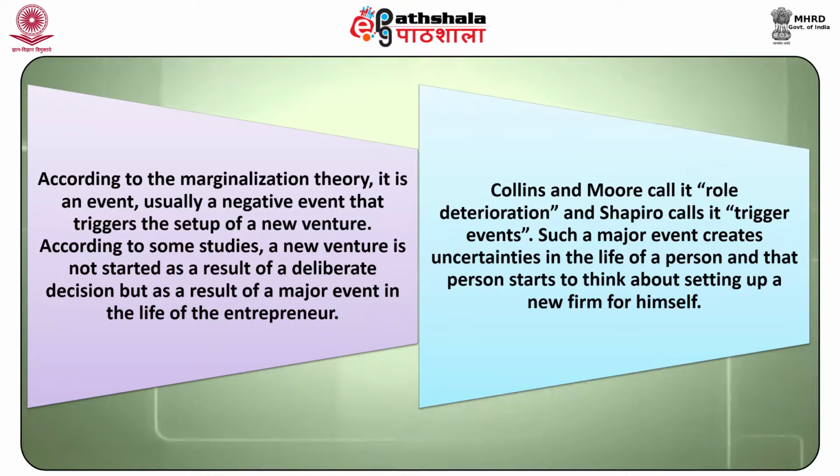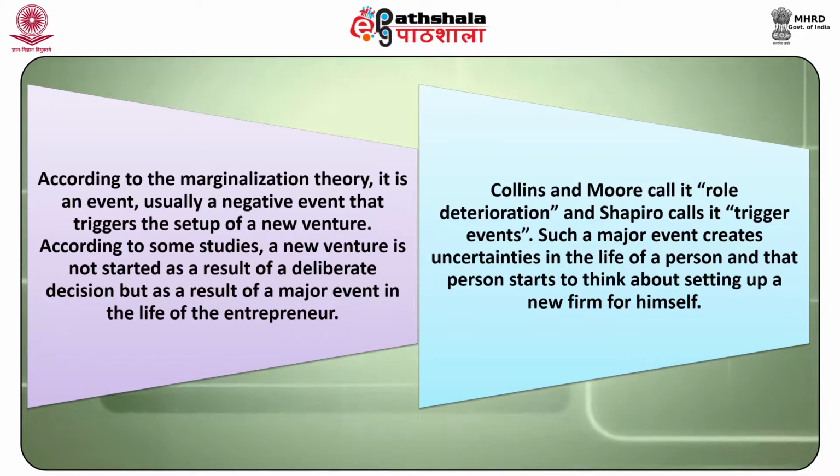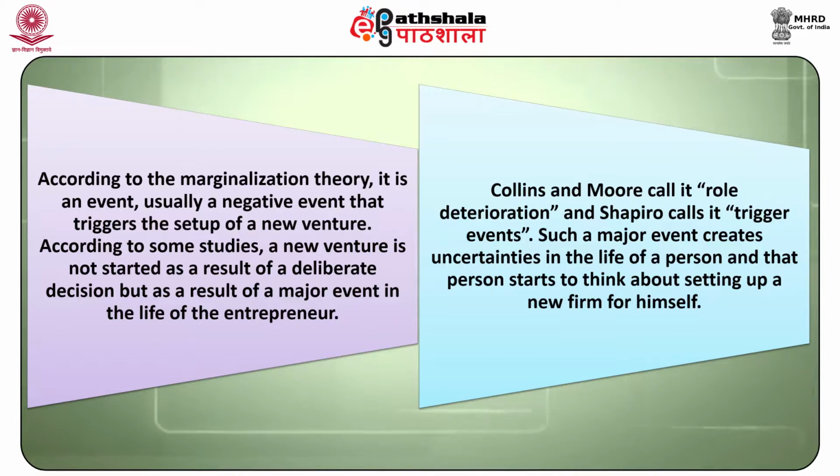Macro level, marginalization theory. According to the marginalization theory, it is an event, usually a negative event, that triggers the setup of a new venture. According to some studies, a new venture is not started as a result of a deliberate decision but as a result of a major event in the life of an entrepreneur. Collins and Murray call it role deterioration and Shapero calls it trigger events. Such a major event creates uncertainties in the life of a person and that person starts to think about setting up a new firm for himself.